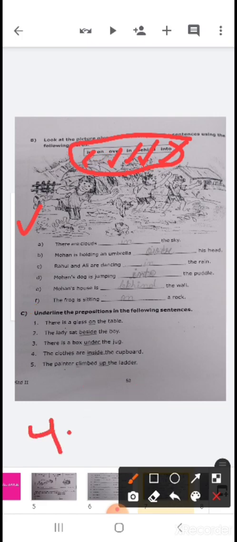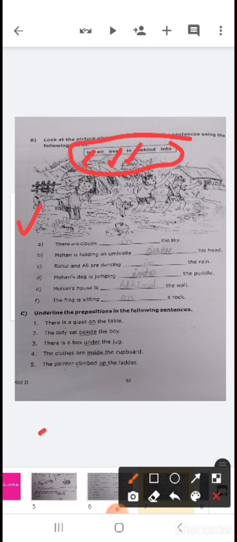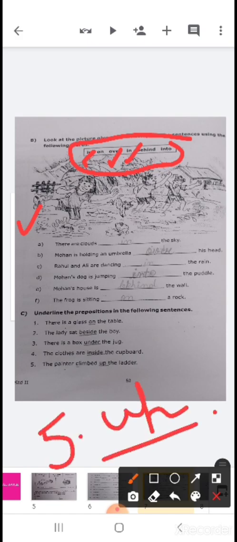The clothes are inside the cupboard. So here inside tells the position of the clothes in the cupboard. So underline the inside. Fifth is the painter climbed up the ladder. So here up defines the position of the ladder. Okay. So these are the underlined words.